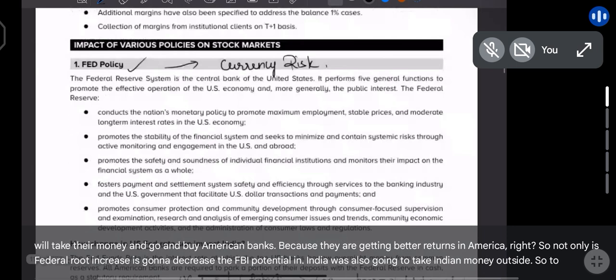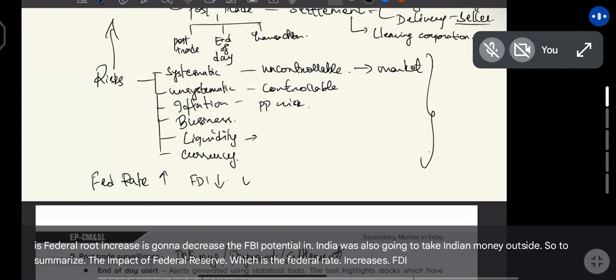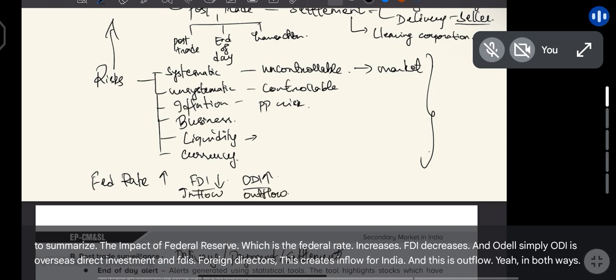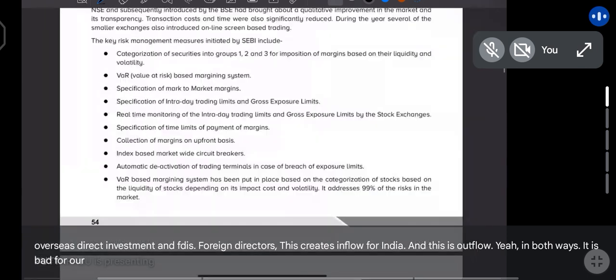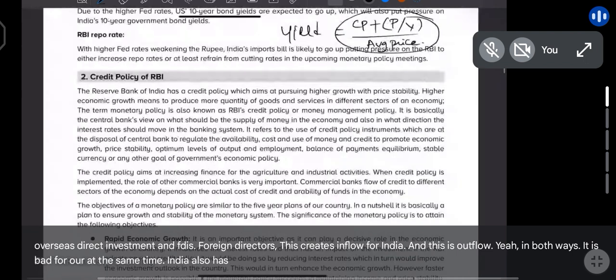So to summarize, the impact of the Federal Reserve rate, which is the Fed rate: the Fed rate increases, FDI decreases, and ODI increases. ODI is overseas direct investment, and FDI is foreign direct investment. This creates an inflow for India, and this is an outflow for India. In both ways, it is bad for our economy. At the same time, India also has the RBI, which has two rates majorly, the repo rate and the reverse repo rate.